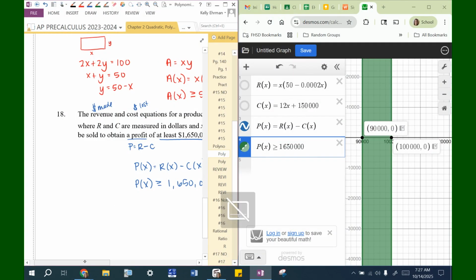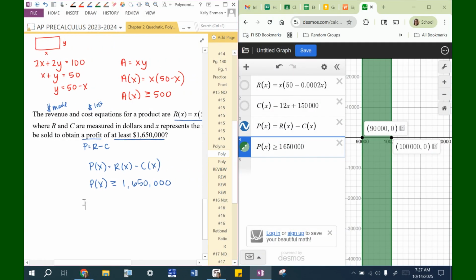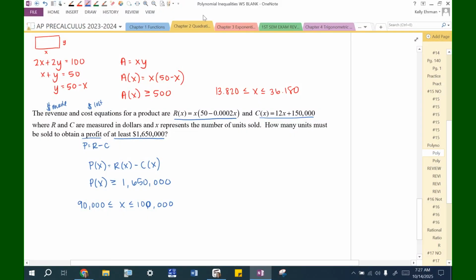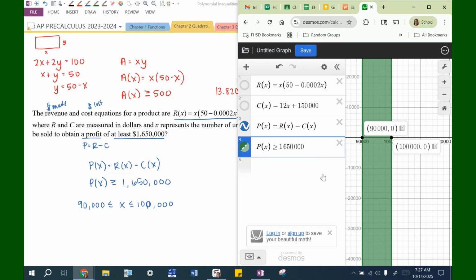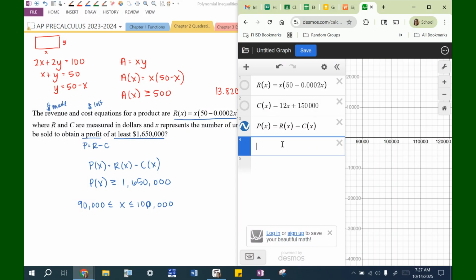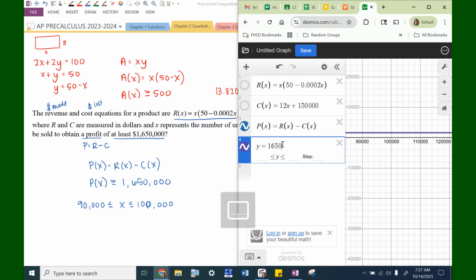Okay, so how many products must be made? Anywhere between 90,000, and I'm including these because we hit that profit exactly, and 100,000 units. So inequalities can be solved pretty easily in Desmos. And for any of these, if this inequality part isn't working for you, you could always graph P of x and graph the line y equals 1,650,000.